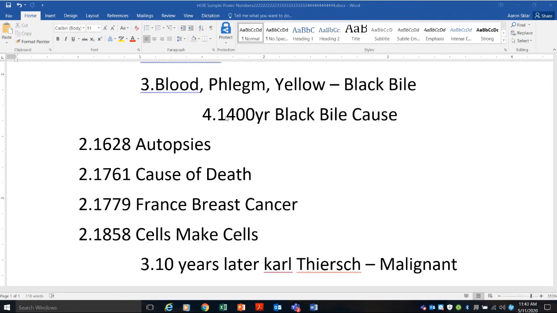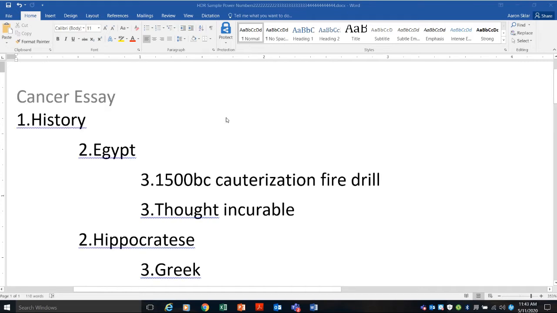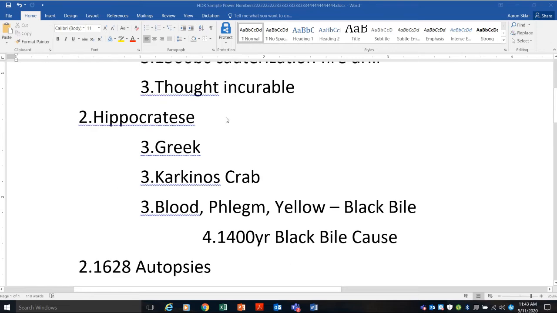When I go to my number threes, that further describes my number twos. So when I'm talking about Egypt, I want to make sure that I mention cauterization with a fire drill in 1500 BC and that they thought it was incurable. You can see I used a 4 down here with talking about Hippocrates. So I want to talk about Hippocrates in history, that he's a Greek physician.